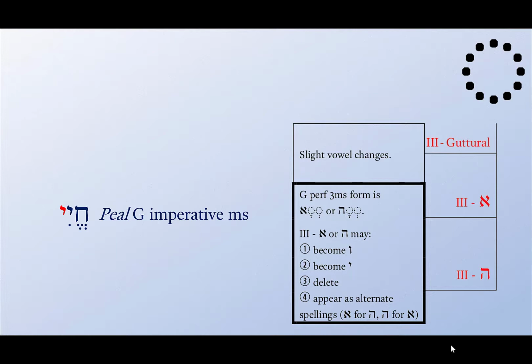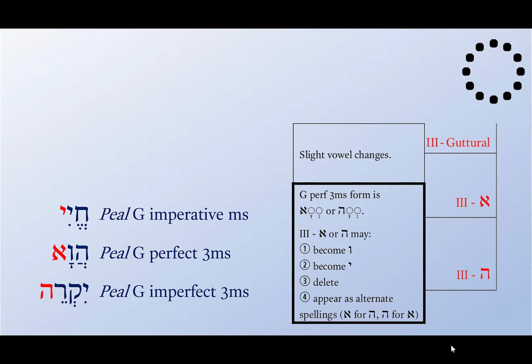Okay, next, there's the last special expectation, number 4, appear as alternate spellings. What am I talking about? That's where 3 hey becomes, it looks like 3 aleph, and 3 aleph becomes 3 hey. This is what I mean. This is hey, vav, hey, that verb, and it's pa'al G perfect third masculine singular form. In this particular case, the hey has switched out with an aleph. And the reverse is true. This is kof, resh, aleph, where a hey has come into this pa'al G imperfect third masculine singular form.